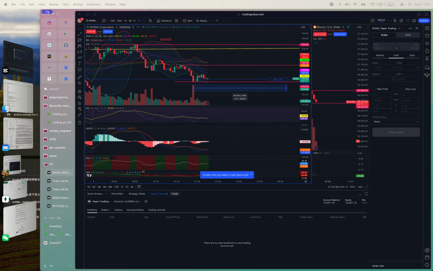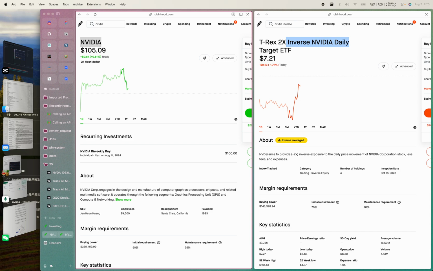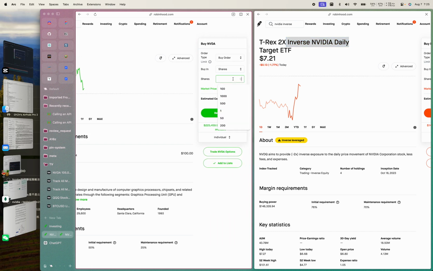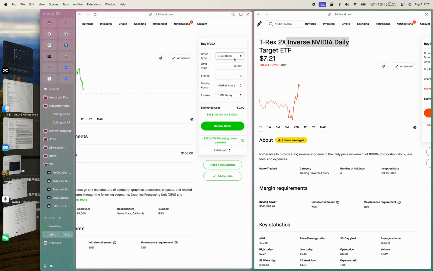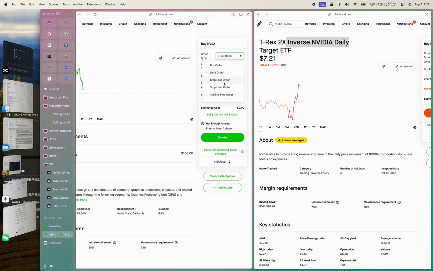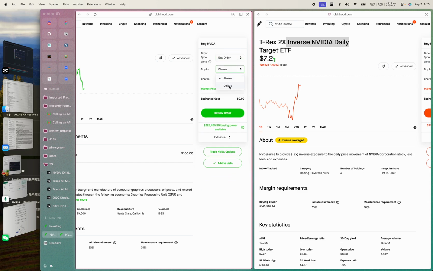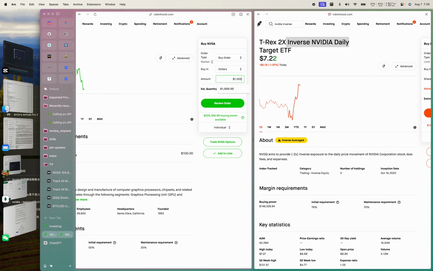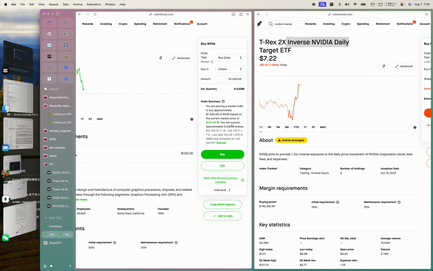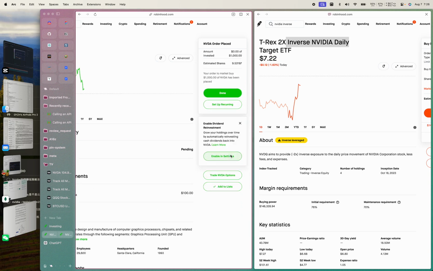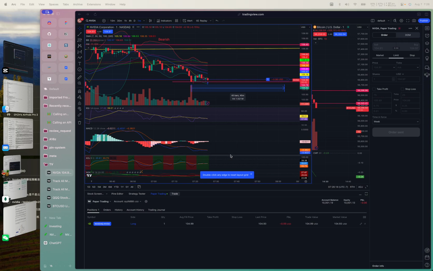I will do the same thing on my stock account. For example, I will buy Nvidia. I just want to buy maybe $1,000. I think it's enough, $1,000. I just simply buy it, at least one share. Oh, sorry, click dollars, $1,000. I buy it. Okay, then we might need to fix this problem.